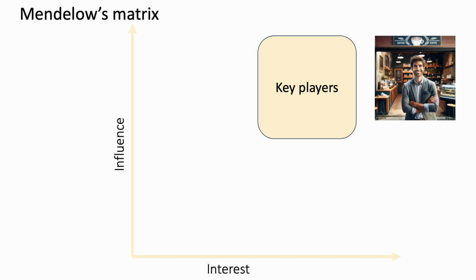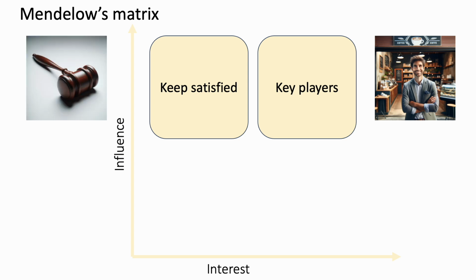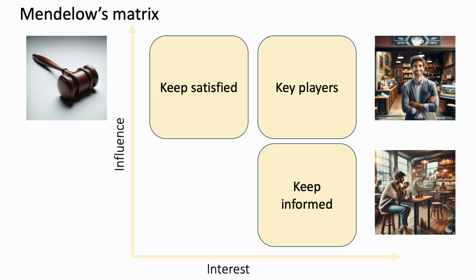High influence, low interest. Keep satisfied. They have significant power but limited interest. Keeping them satisfied with essential updates is important. For instance, local authorities overseeing the coffee shop's compliance with regulations. Low influence, high interest. Keep informed. Interested, yet with little control, this group should be kept well informed to maintain their engagement. Regular customers enthusiastic about the shop's updates are a good example.